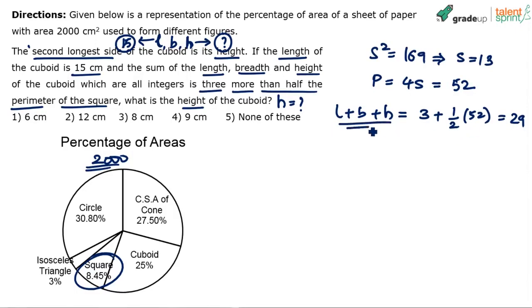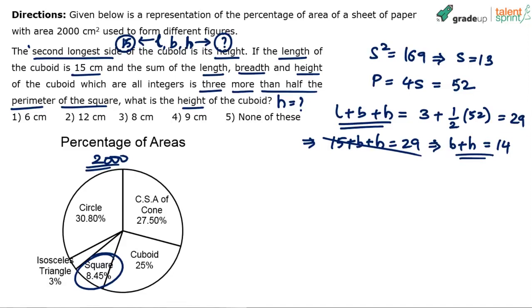So the one equation that we know is the sum of all the three lengths is 29. Of course, we also know that L is 15, right? So we can find out B plus H. 15 plus B plus H is 29, which implies B plus H equals 29 minus 15, which is 14.